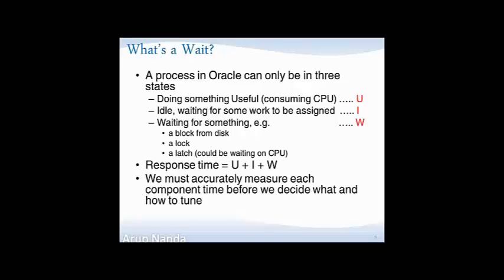A process in Oracle can only be in 3 different states. That's it. It's doing something useful. That means it's consuming CPU, for example doing some calculation, getting something from the disk, or trying to find out the next available block in the buffer cache, etc. So let's call that U, doing something useful. Or it's doing nothing right now. Why? Because it's waiting for some work to be assigned. The session gets connected to Oracle, but Oracle doesn't have to do any work unless you give it some work.